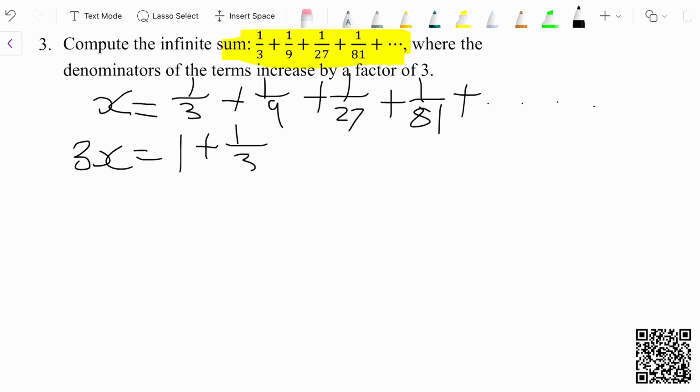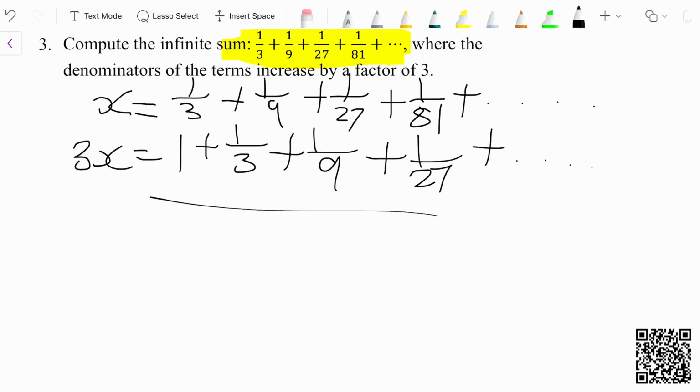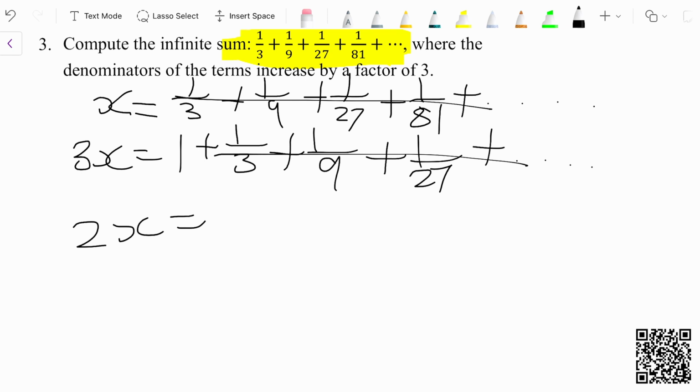As you can see here, if I write this out again, plus all the way down, all of them have basically moved forward one place. So now if we subtract, 3x minus x, which is basically this equation minus this equation, then we would get 2x, and since these cancel out, leaving just the 1 behind. So then x would be equivalent to 1/2.